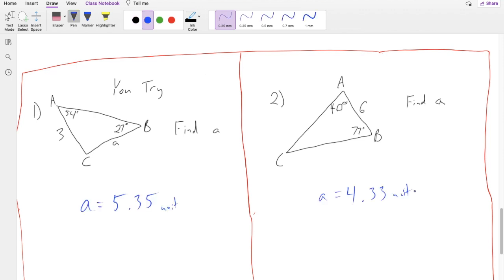On the first one, you would have found the side of A to be 5.35 units. And for the second one, you would have found the side to be 4.33 units.